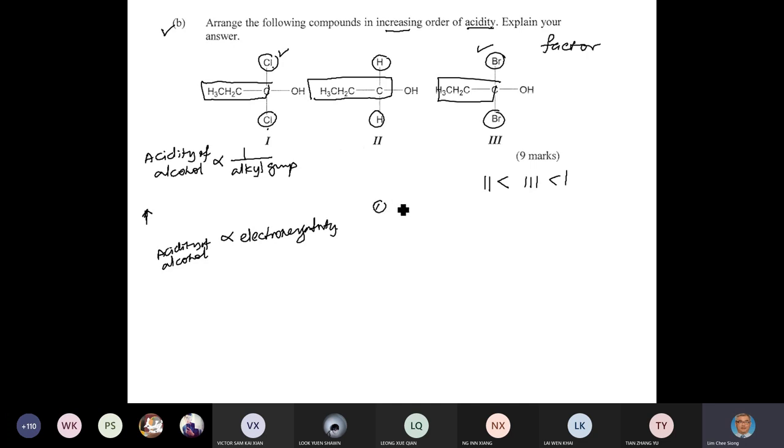Number one, which is what? You said that 2 is less acidic than 3 and 1. Here is one point. What's the reason? Because 2 has an alkyl group. Normally, an alkyl group is an electron donating group.